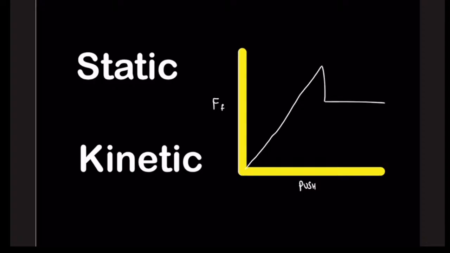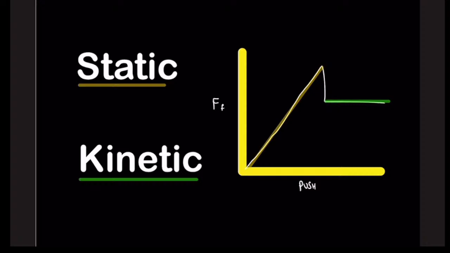If I color code this and give static yellow, we would see that this first portion right here would be yellow. And then if I give kinetic green, when it drops down, this right here is going to be your green kinetic friction. So a couple things that we should notice.